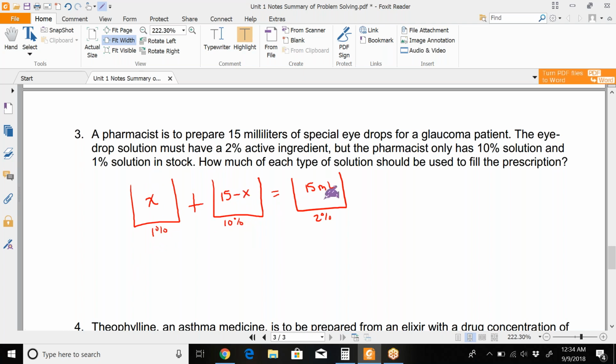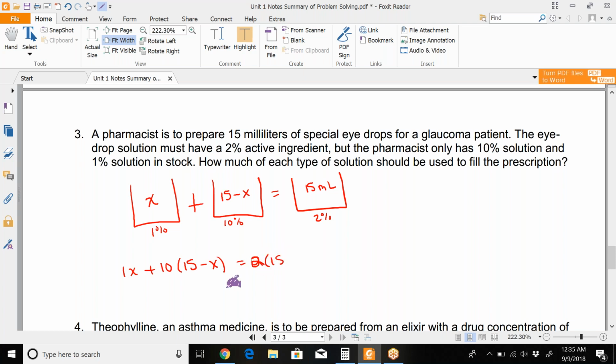So then the next step: some people will ask, do I need to convert these all to decimals before I do my equation? If they're all percentages, you don't have to, but if even one of these was not a percent, which would be weird in a mixture problem, then you would need to convert any percents to decimals. But since they're all percentages, we can just multiply. So it's 1x, that's the percent of the concentration times the quantity, plus 10 times this quantity, equals 2 times 15.